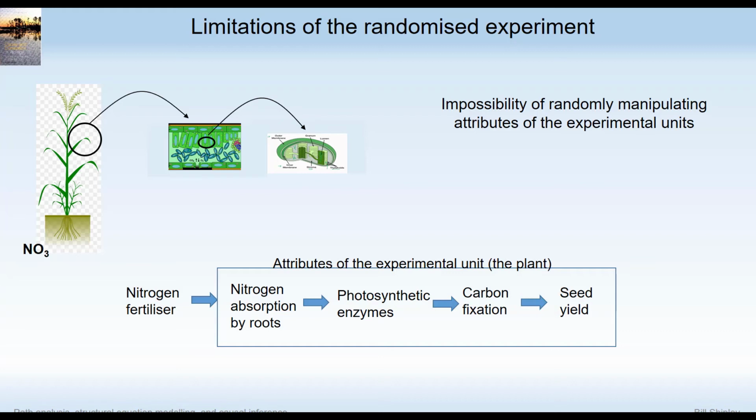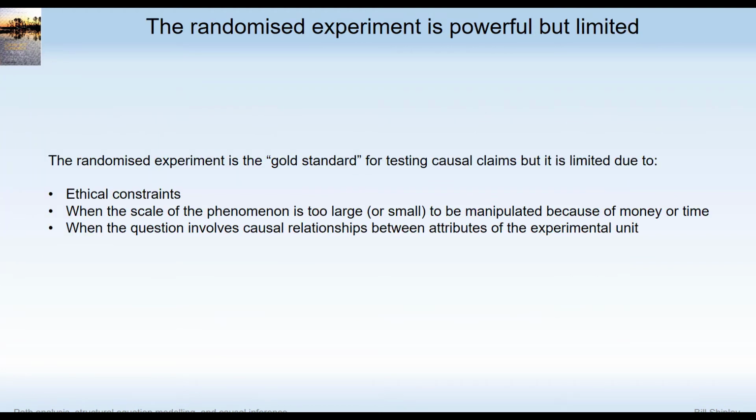And this limitation is extremely common in ecology and in evolution, simply because the experimental units that we look at, plants, animals, ecosystems, are integrated wholes, and we can't randomly manipulate parts of that whole without changing everything else at the same time. So the randomized experiment is very powerful, but it has some important limitations. I've called it the gold standard, and it is, because when the randomized experiment can be done properly and correctly, it provides the strongest inferences about cause and effect. But it's very often limited.